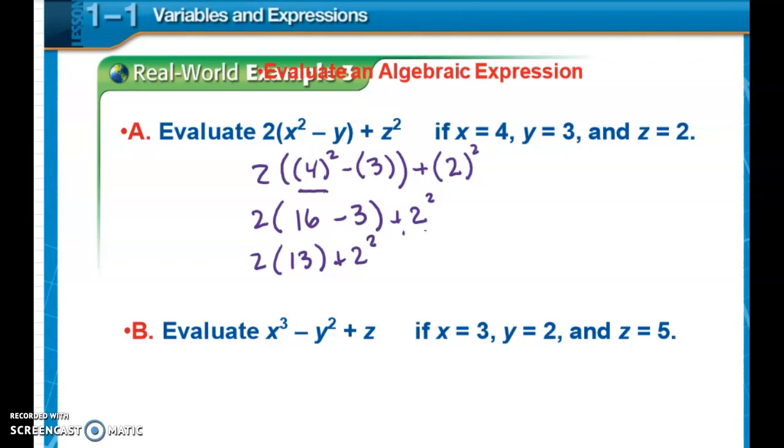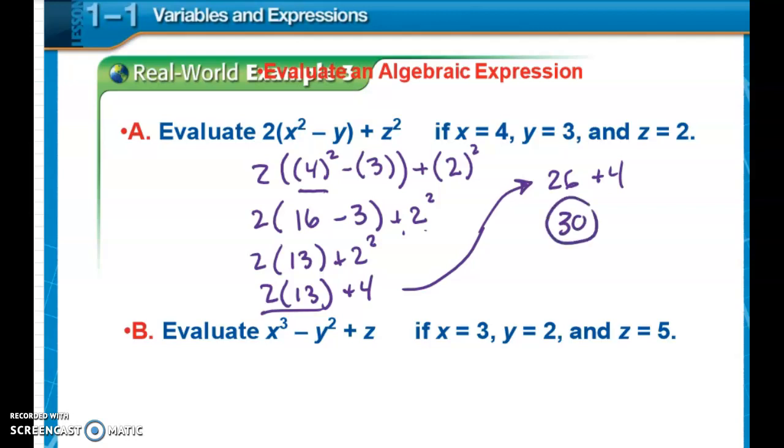Now do the exponents. So 2 times 13, yes, I know you know what that is already, plus 4. I'm checking with your steps and processes more than I am with the answer. So 26 plus 4, because this is the next step. So this equals 30.